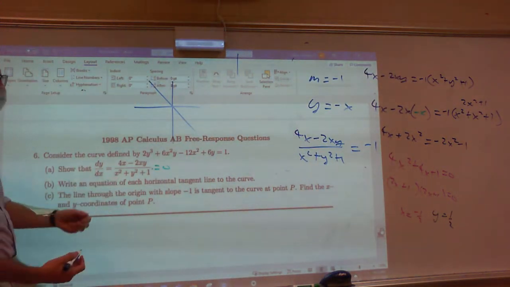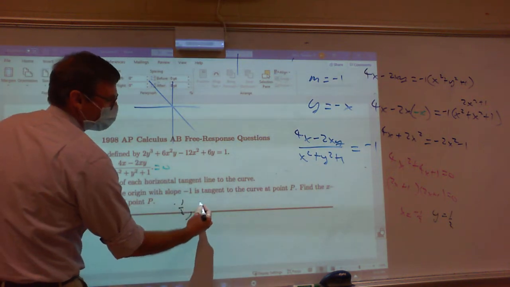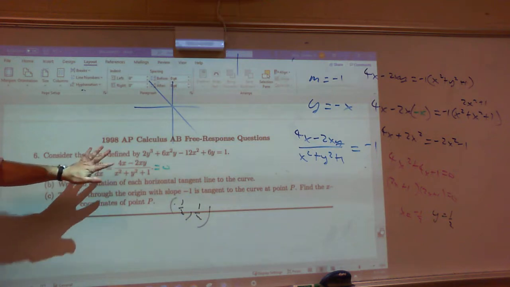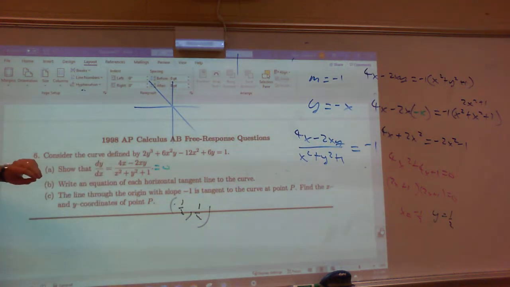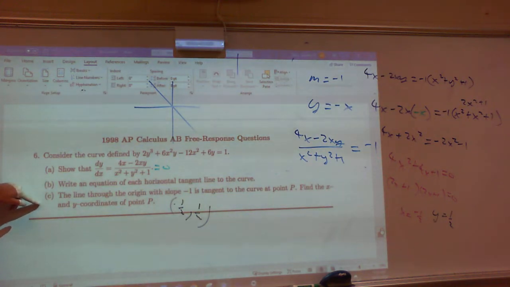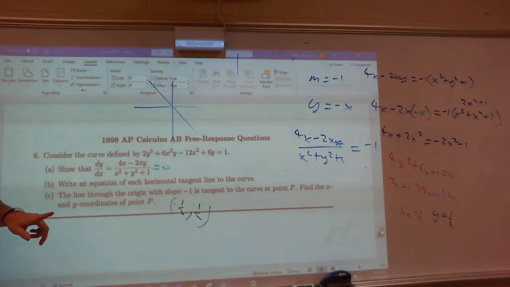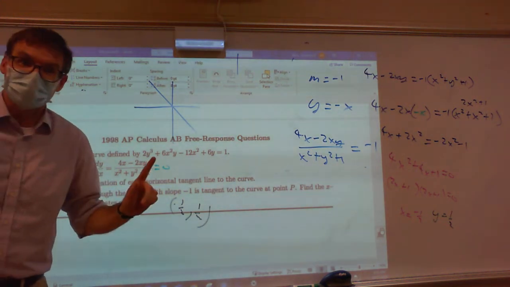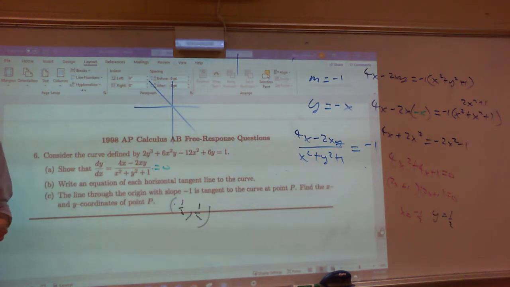Find the x and y coordinate of point P, which is going to be negative 1/2, comma 1/2. Now, maybe I should bring up the rubric for this. So part A was a lot easier than parts B and C, weren't they? Yes. Weren't they a whole lot easier? Now, okay, more bad news. We're not going to learn anything else the rest of the year that's going to make part B and C any easier.